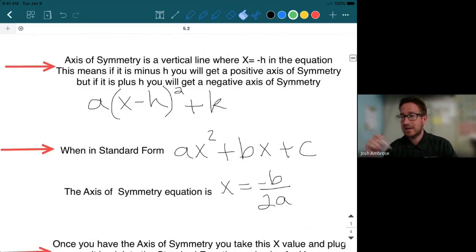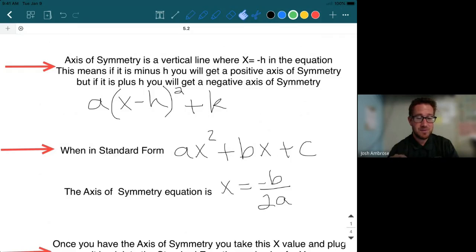Sorry. As you can tell, I'm fully focused on my own notes here, right? So if you have a minus h, which it says right there, then you're going to get a positive axis of symmetry because negative, negative makes a positive. But if you have a plus h in that equation, then you will be getting a negative axis of symmetry because a positive and a negative will make a negative. You will see a problem like this, so keep working with the video, pay attention.